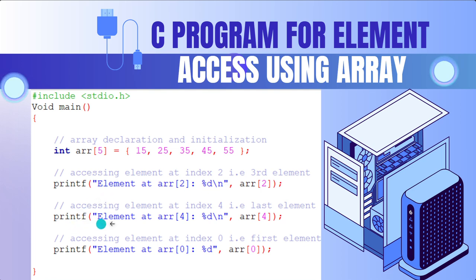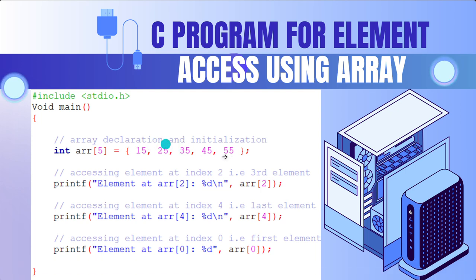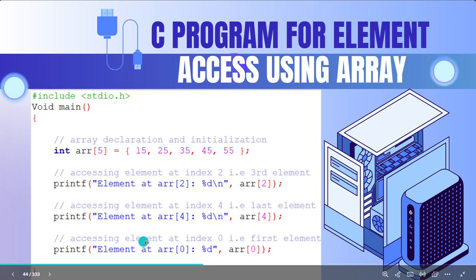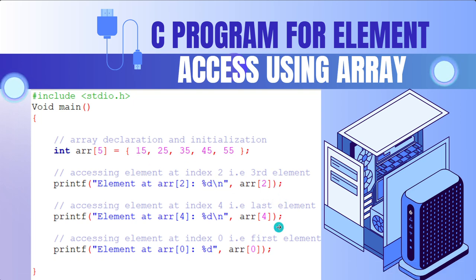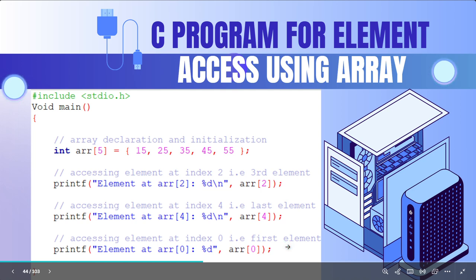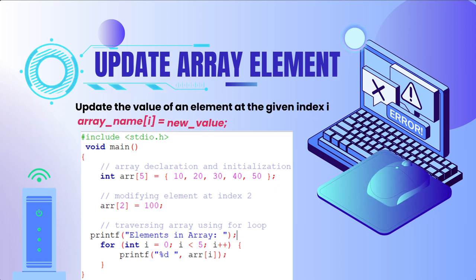The next statement has the element at index 4: 0, 1, 2, 3, 4. It is going to print 55. And the last print statement is arr[0], which is 15, so it is going to print 15. So first it will print 35 at index 2, then 55 at the 4th index, and finally 15 at the 0th index. So it is going to print 35, 55 and 15. Next, now we have update array element.